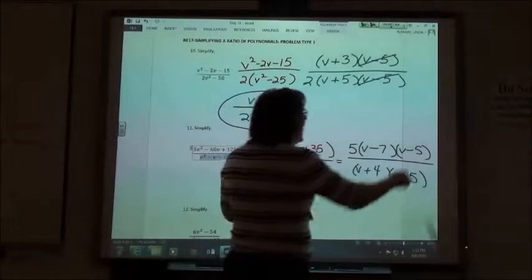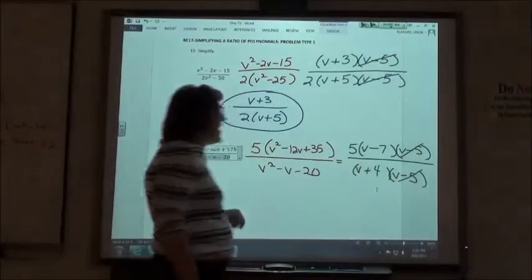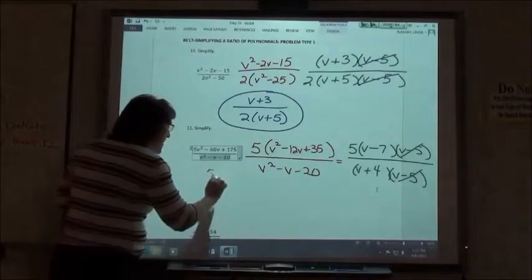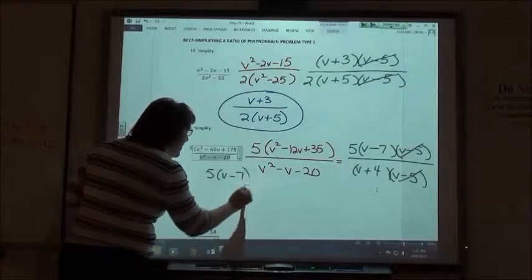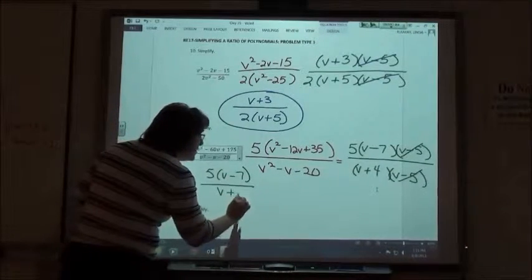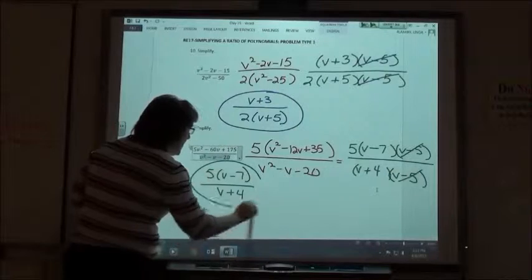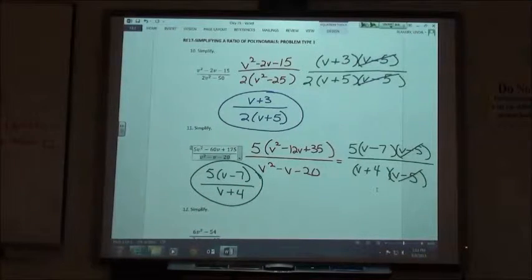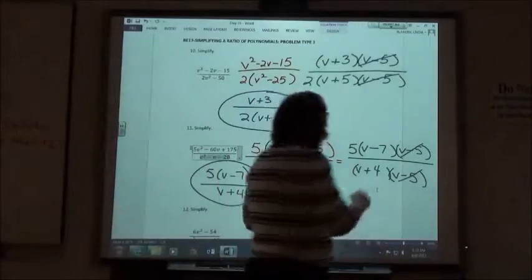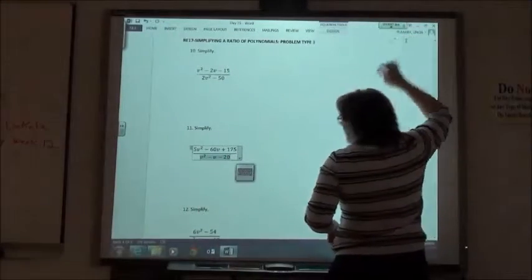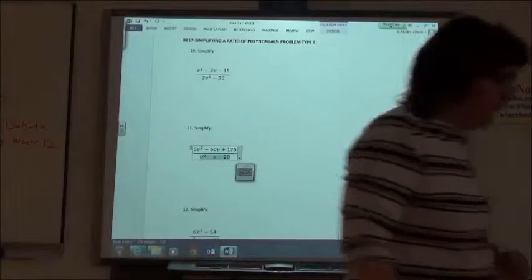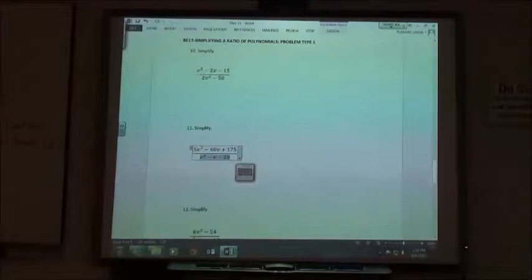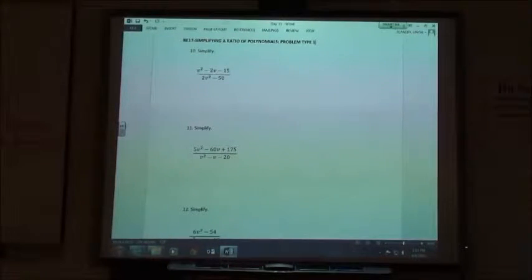Okay, so now we can get rid of the v minus 5s. So 5 times v minus 7 over v plus 4 is going to be my answer. All the rest of them, they'll have that wrong problem on their paper. It won't work very well.